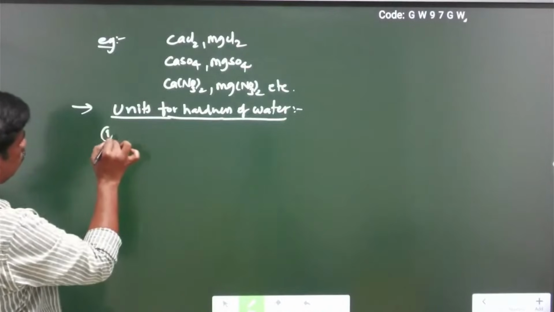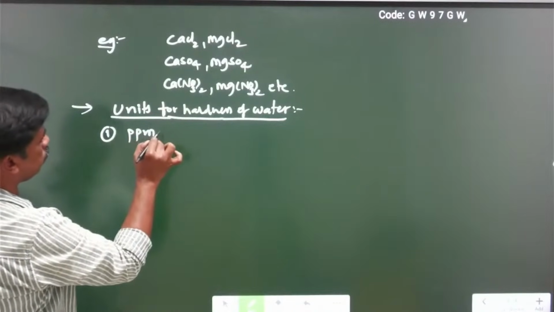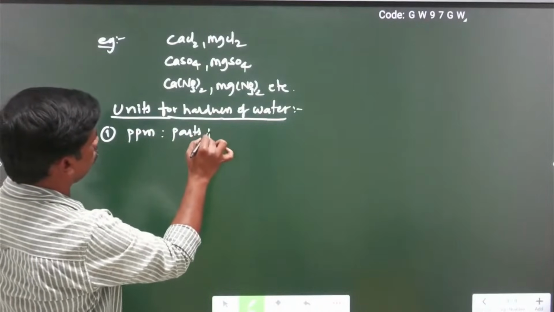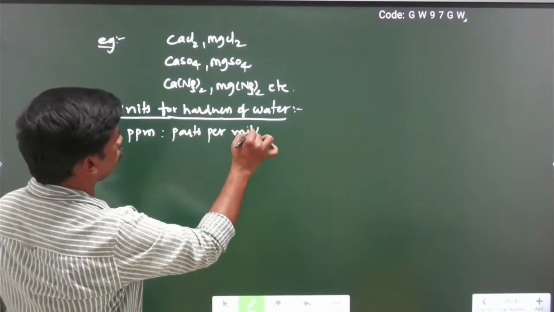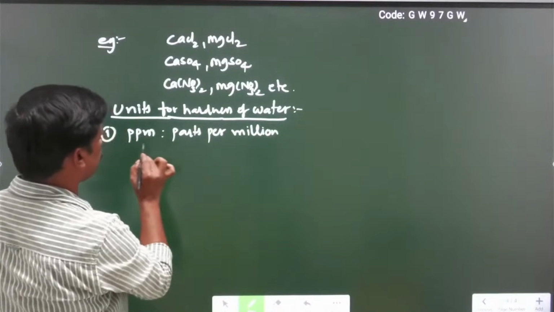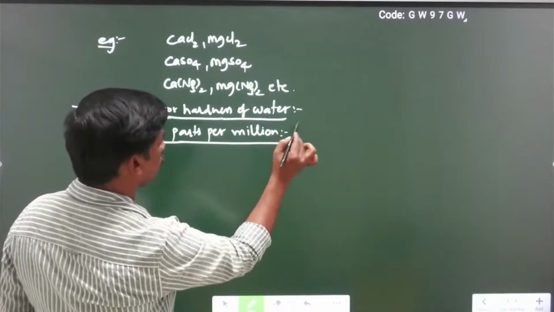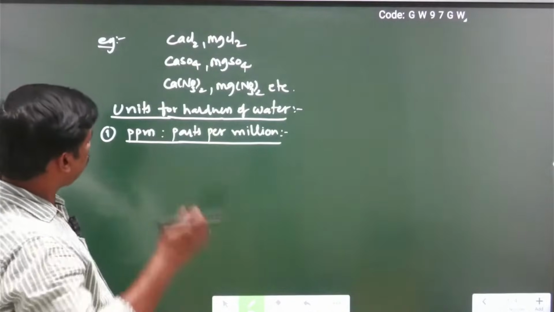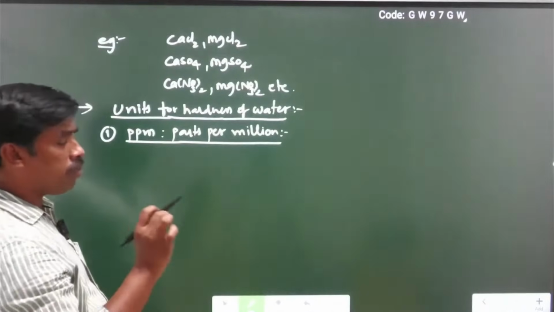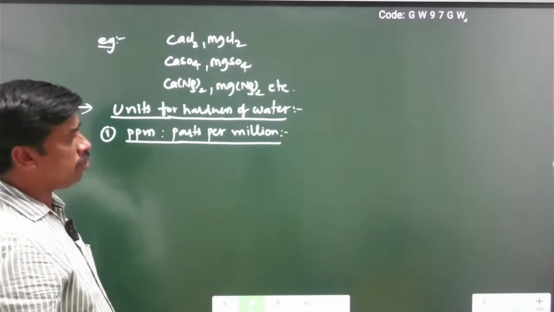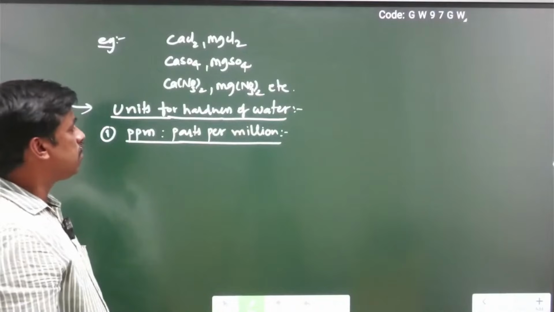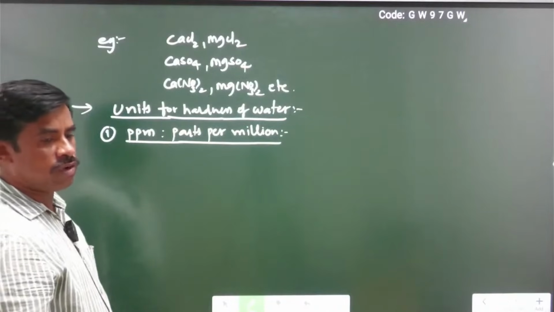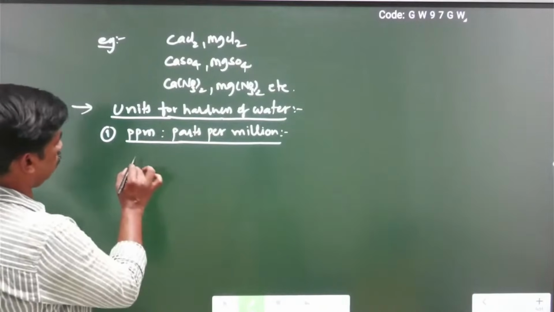Here the first unit is ppm, parts per million. ppm means parts per million, its full form. What is the definition of ppm? 1 part of CaCO3 equivalent hardness present in 10 to the power of 6 parts by weight of water is known as ppm.